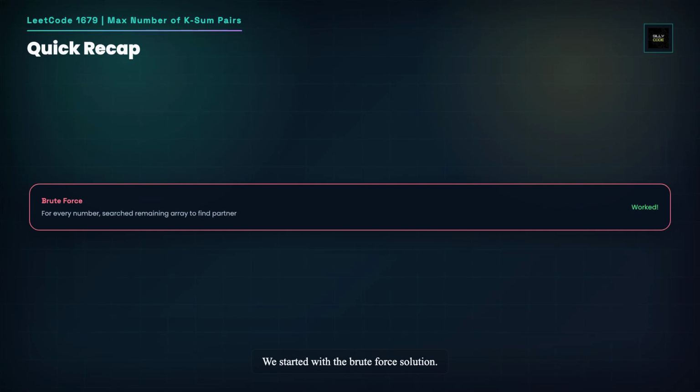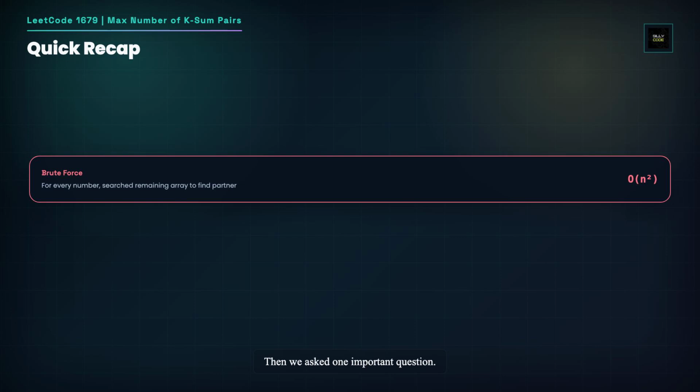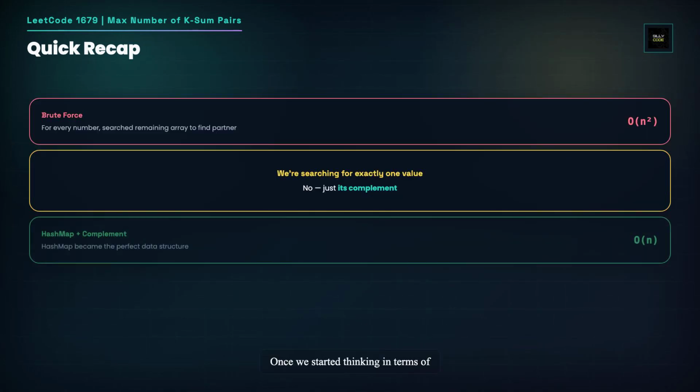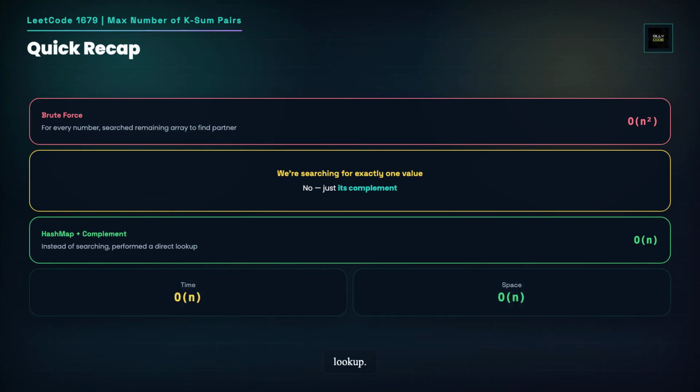Let's quickly recap. We started with the brute force solution. For every number, we searched the remaining array to find its partner. The solution worked, but it required O of n squared time. Then we asked one important question. For any number, are we really searching for every value? No. We're searching for exactly one value, its complement. Once we started thinking in terms of complements, the HashMap became the perfect data structure. Instead of searching, we performed a quick lookup.